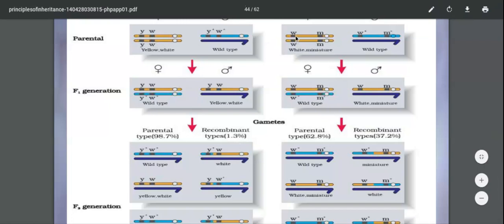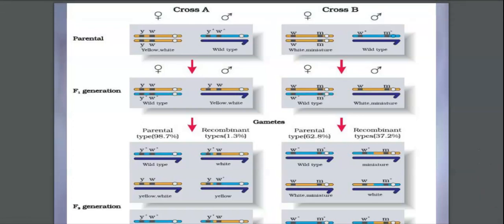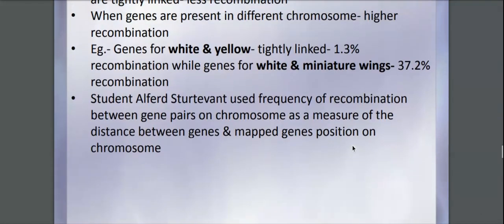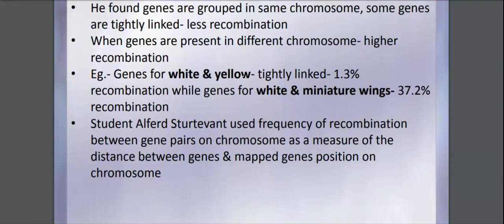Whereas, look at white wings and miniature wings. White colored wings, miniature means small wings. See how far the genes are located. When the location of the genes is further apart, the linkage is loose. So here it is tight linkage because they are close by, and here it is a loose linkage because they are far apart. In this case, you can look at the recombinant frequency, it's much higher, 37.2%. So if the genes are further apart, the recombination frequency is higher, whereas if the genes are tightly linked, being close together, the recombination frequency is lower, which we have seen in the example.